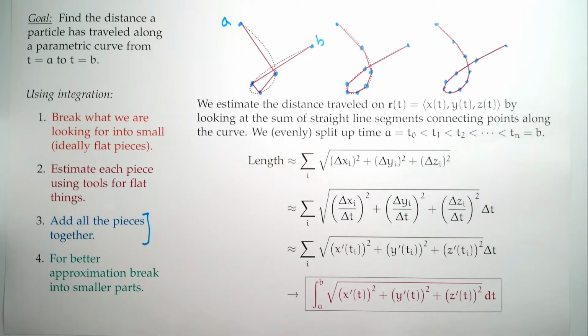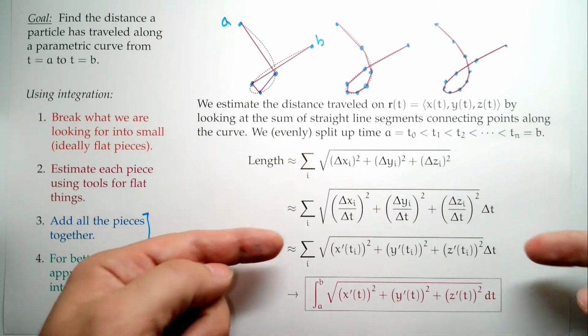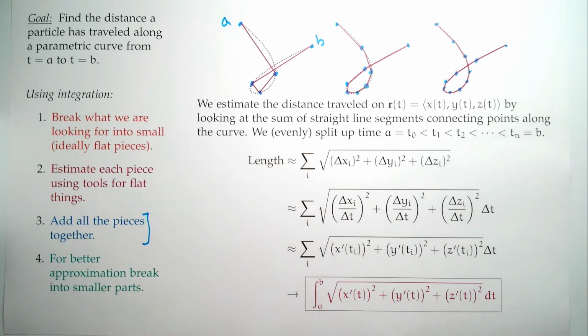And now, aha, as we keep getting better and better, this approaches what we call the integral. And remember, the integral is just a fancy way of saying I'm adding things up. So the summation becomes the integral, the delta t becomes the dt, and the square root of the sum of squared differences over delta t becomes the square root of x prime squared plus y prime squared plus z prime squared. You can see this nice translation. All right.